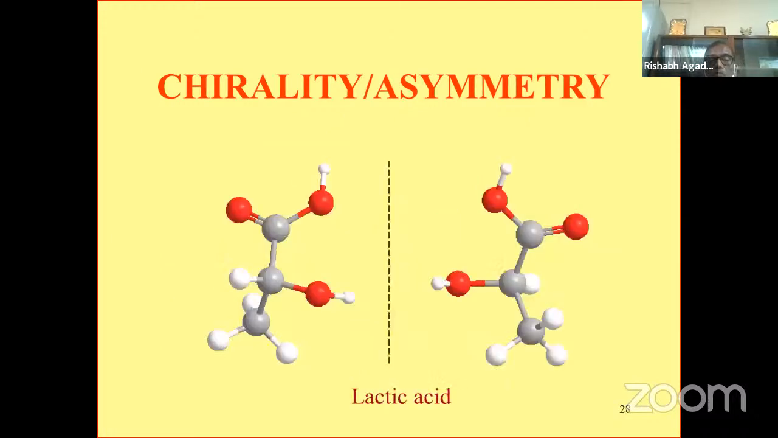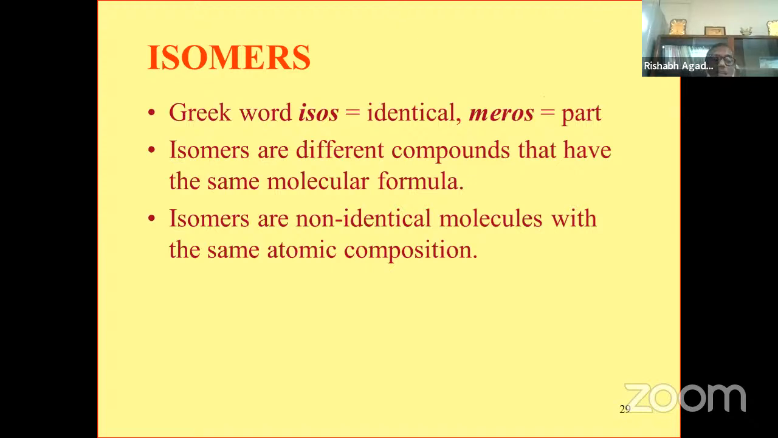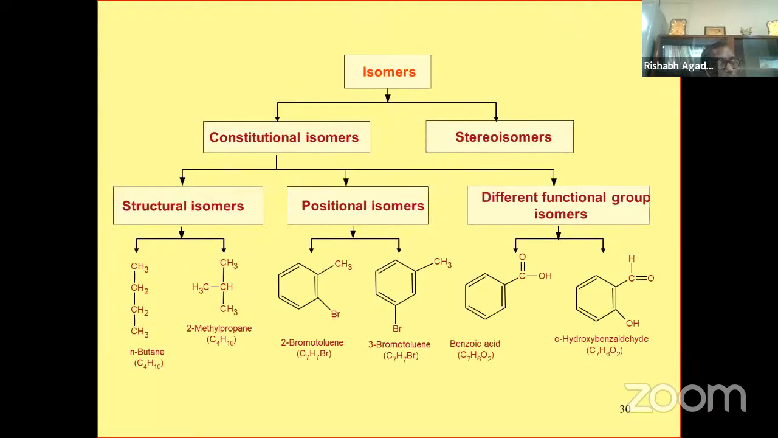Now here is the stick and ball model of lactic acid, how it looks. Red balls indicate oxygen, black carbon and white hydrogen. Based on that, the structures that we get here are called isomers. The Greek word iso means identical, meros means part. Isomers are different compounds that have the same molecular formula and are non-identical molecules with the same atomic composition. So this isomer configuration will be required while stabilizing the molecule or for the stability testing of your pharmaceuticals as well as your herbal preparations.